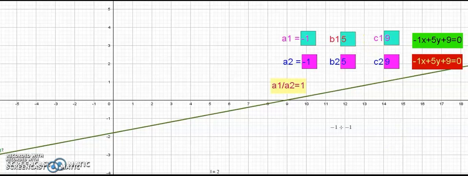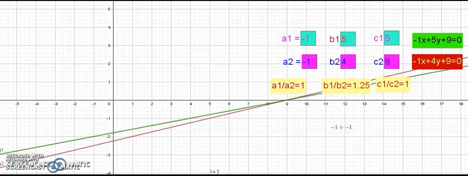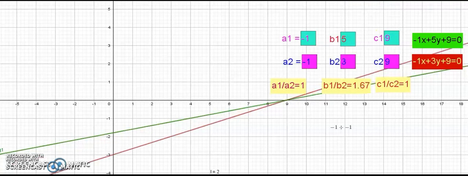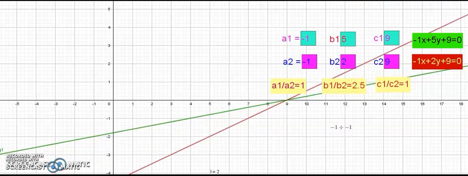That is, if we consider the ratio a1 by a2, here in this case it is 1, b1 by b2 is also 1, c1 by c2 is also 1. So when the ratios of these coefficients of two straight lines are equal, we can observe that the two straight lines coincide with each other and they have infinite solutions. They are consistent and infinite solutions.